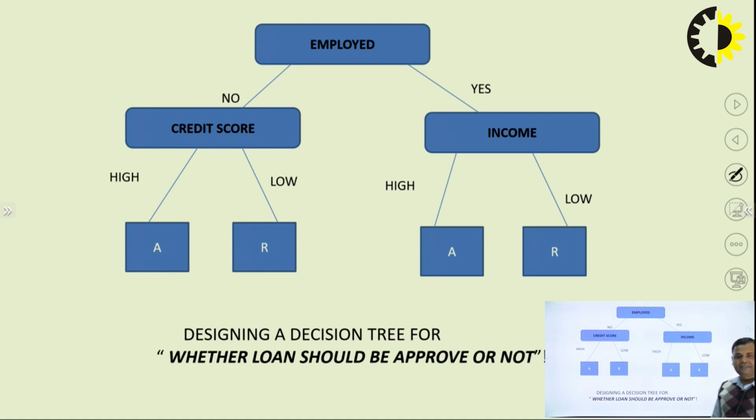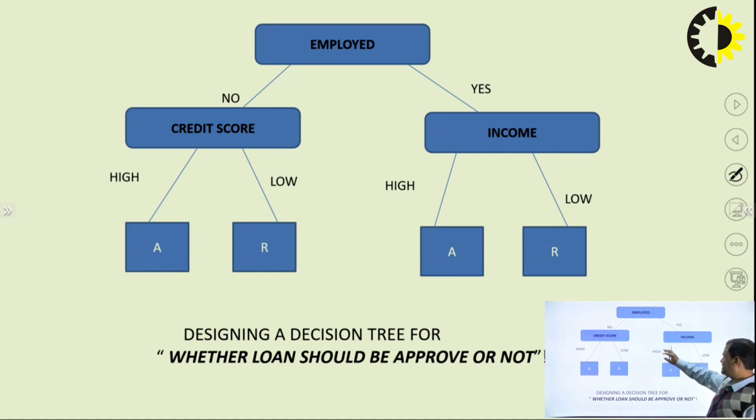So if some customer has applied for a loan in some bank, how will the bank decide whether this particular applicant's loan will be approved or rejected? In order to take the decision, we can employ the decision tree.